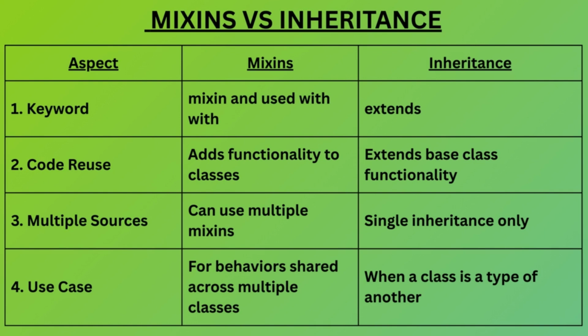The third difference is multiple sources. Mixins allow a class to inherit behaviors from multiple mixins. Inheritance follows a single inheritance model, meaning a class can only extend one parent. The fourth difference is use case. Mixins are used when multiple classes need shared behavior without being related. Inheritance is used when a class has an is-a relationship with another class.